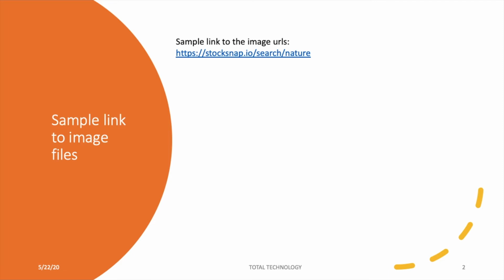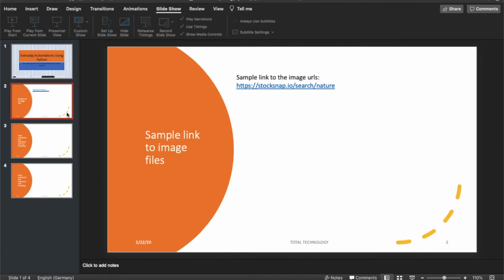The objective is that we'll use this URL, and whatever image files are there will be downloaded one by one. I'll use two different techniques: one without multi-threading and one with multi-threading. Without multi-threading it will take longer, but with multi-threading the time will be reduced.